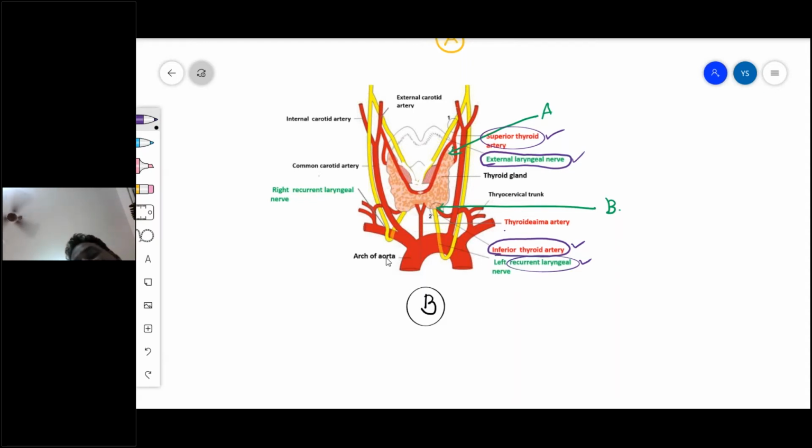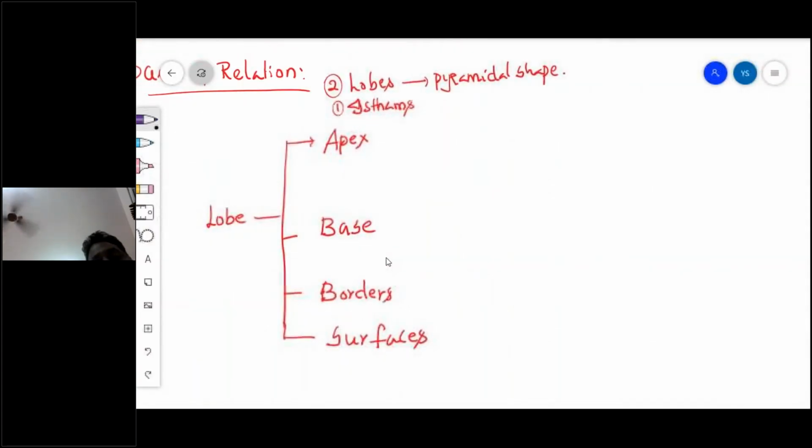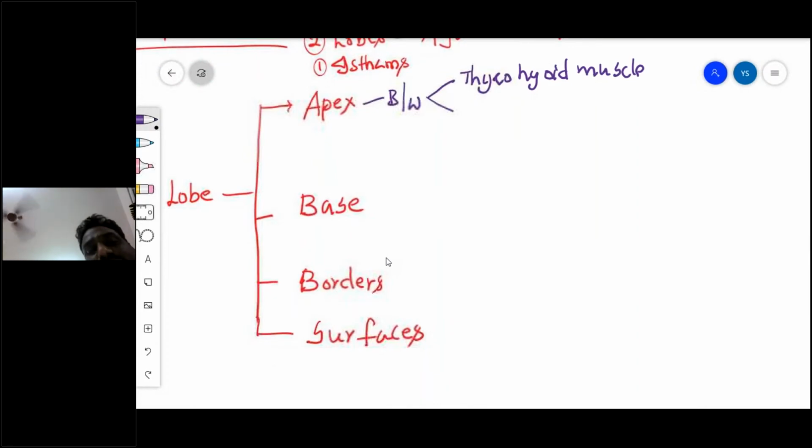Got my point? Usually inferior thyroid artery forms a loop at the base of the thyroid gland. So these are the relations of apex and base. Now we write down relations. Base usually present between, I told you, two structures. One is the thyroid muscle. Another one, oblique line of thyroid cartilage.